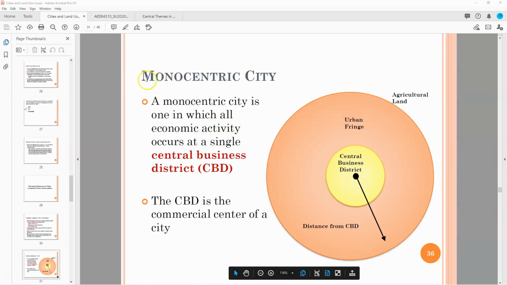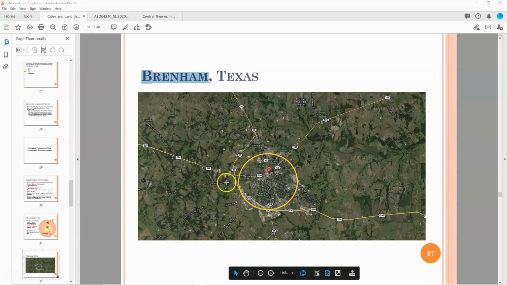And the first one is the monocentric city. It is the one in which all economic activities occur at a single CBD, and the CBD again is Central Business District. The CBD is the commercial center of the city, and in the monocentric city, as shown in this graph, there is only one CBD. This map can show us what a monocentric city is, like the example of Birmingham in Texas, where there is only one CBD and no other CBDs. So that is an example of a monocentric city.